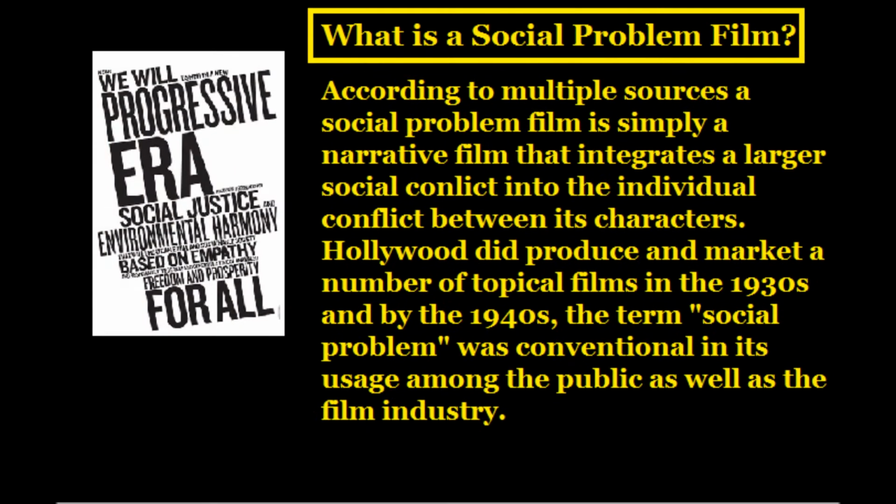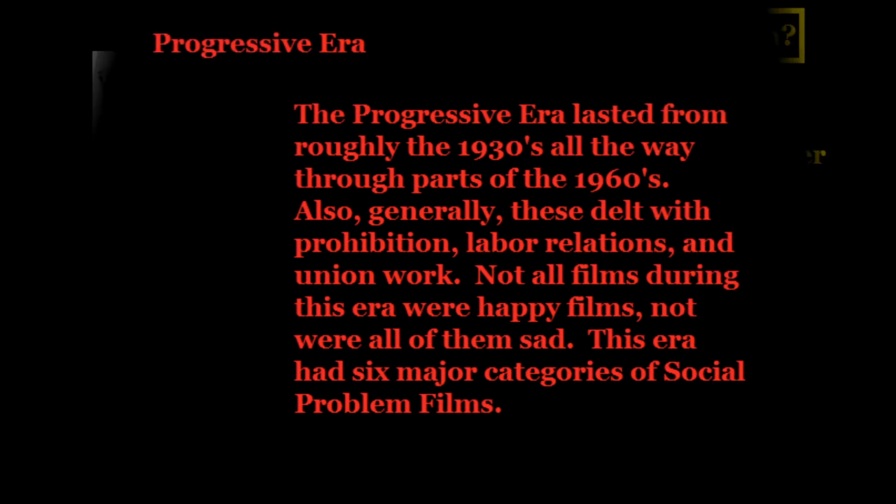What is a social problem film? According to multiple sources, a social problem film is simply a narrative film that integrates a larger social conflict into the individual conflict between characters. Hollywood did produce and market a number of topical films in the 1930s, and by the 1940s, the term social problem was conventional in its usage among the public as well as the film industry.